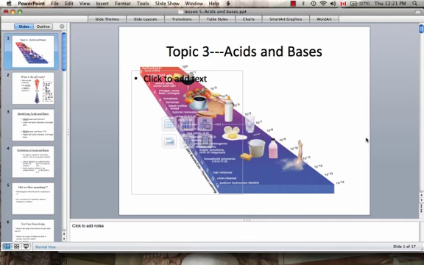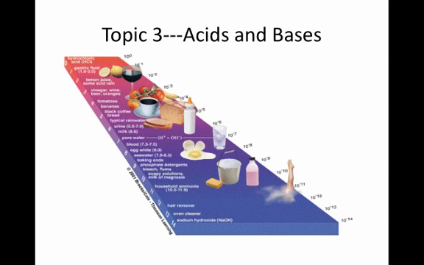Topic 3 in environmental chemistry is about acids and bases and how they might harm or benefit the environment. And so let's talk about acids and bases. If we're going to talk about acidic substances and basic substances, we need to be aware of something called the pH scale. And so here's a little picture of some substances if we put them on the pH scale, a scale of 0 all the way up to 14.